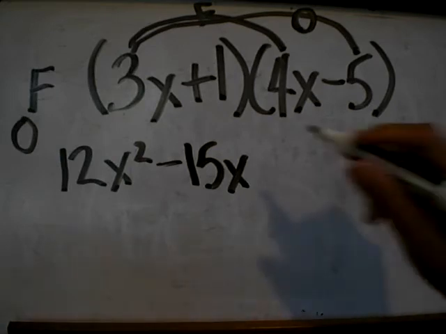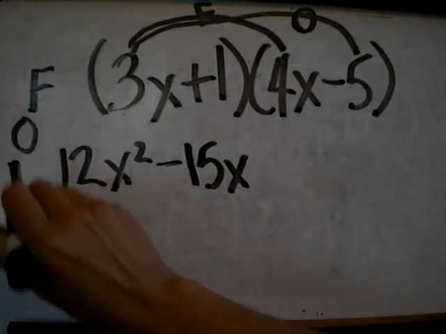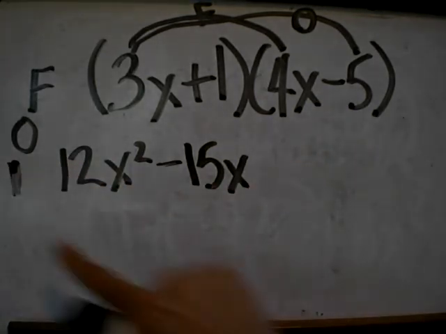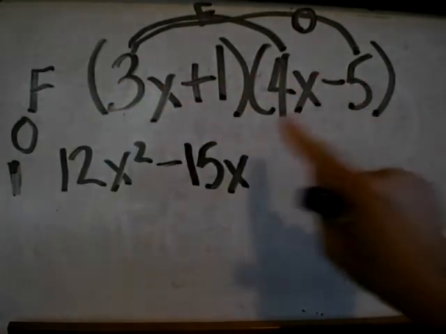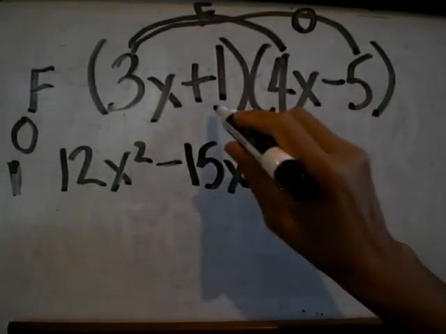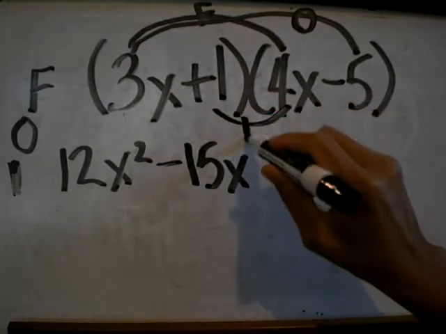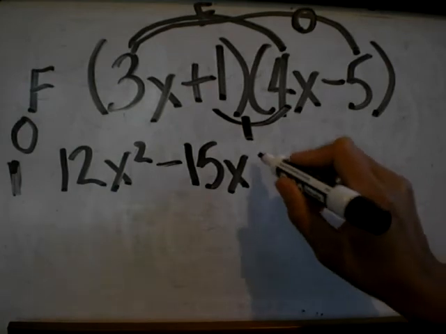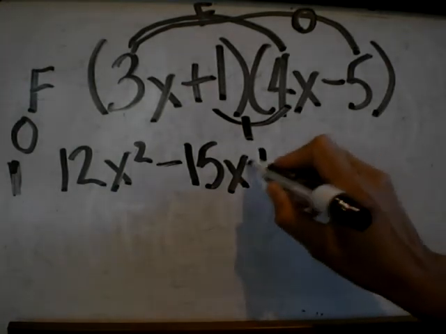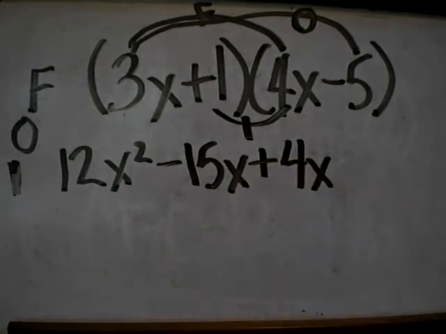And then the I in FOIL, inner. Remember, these guys were the outer. So now we have the inner: the 1 and the 4x. That's the I. So 1 times 4x is positive 4x.